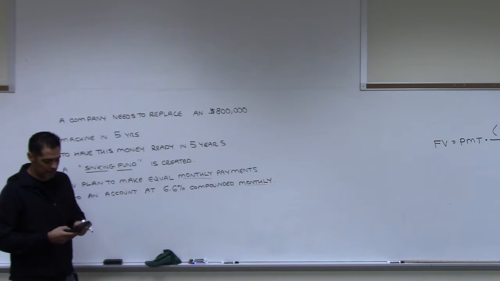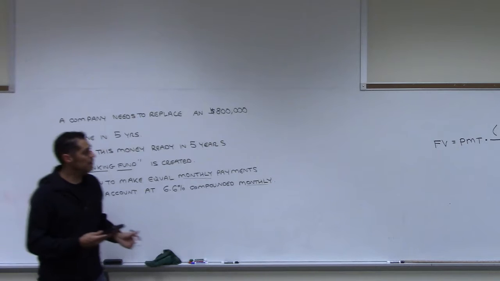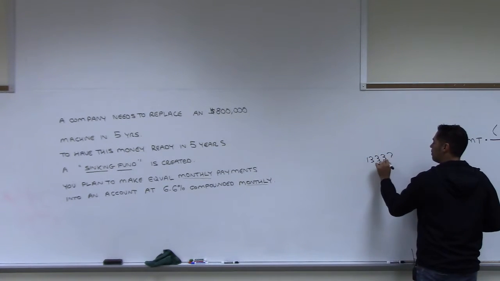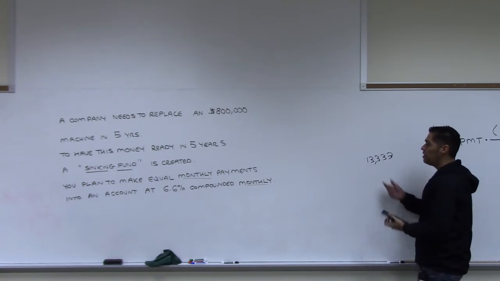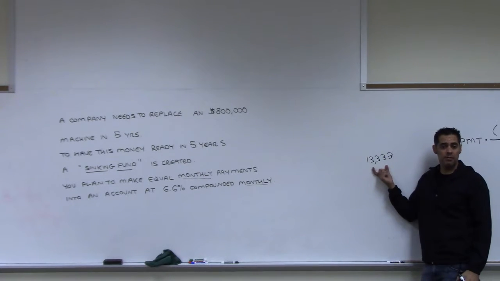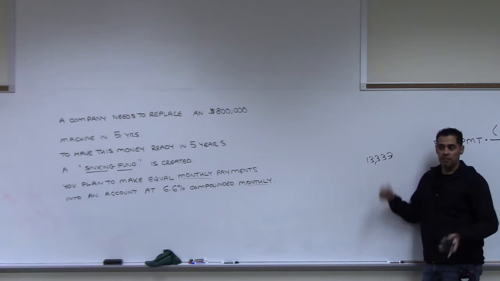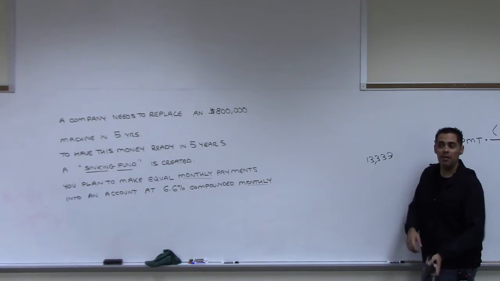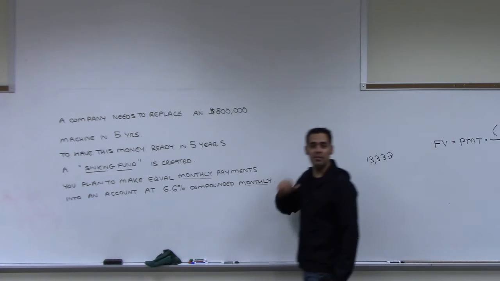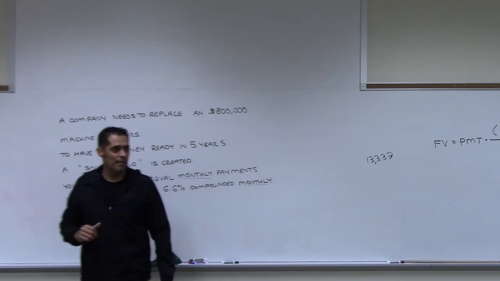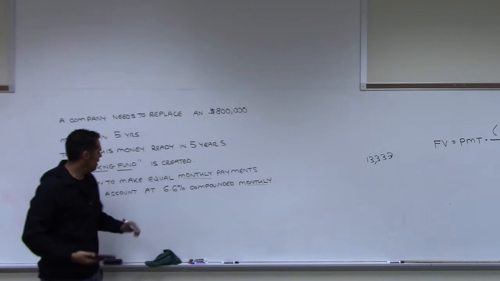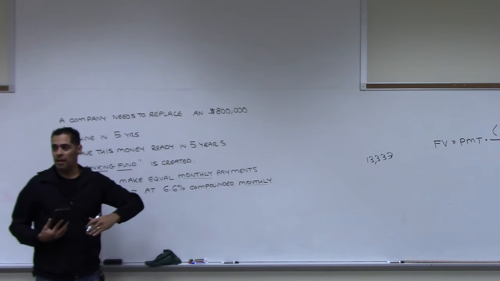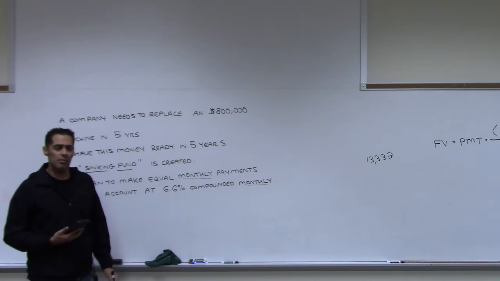And if we divide that by 12, that would be about 13,333. That's how much we would have to put in every month, digging a hole in our backyard, putting $13,333 in there every month, and in 5 years we would have the $800,000 ready to go, right? But our money's not working for us that way. It's better if we put it into an account that earns interest and then at the end of that pull the money out. Then our monthly payments don't need to be that much, right?